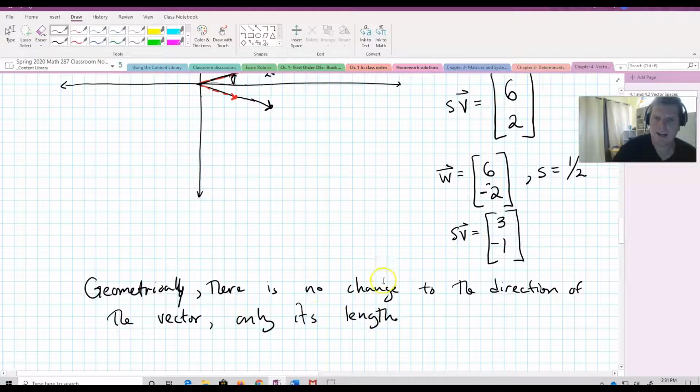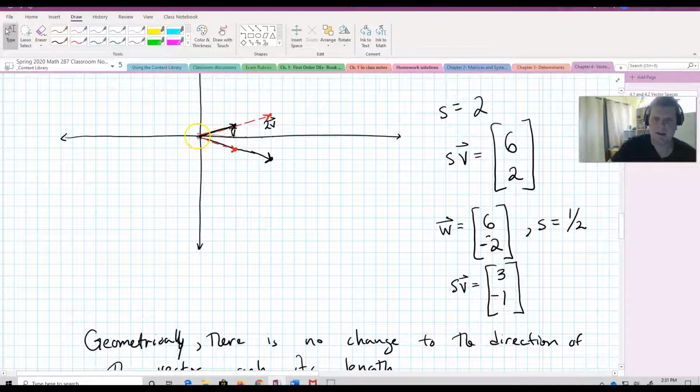All right, that plays out in our two examples right here, right? So when I stretched this one by 2, I doubled its size. When I shrunk this one by 1/2, I shrunk it in half, utilizing first the scalar 2, and then secondly the scalar 1/2.